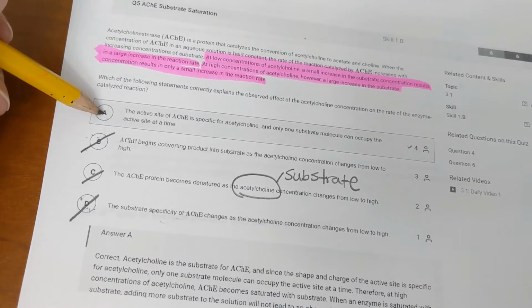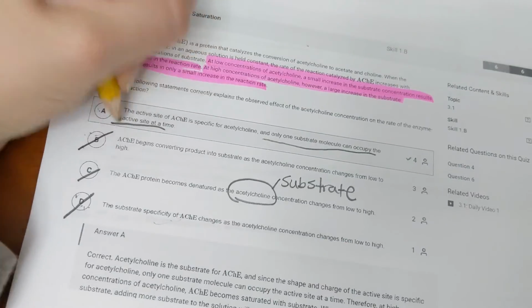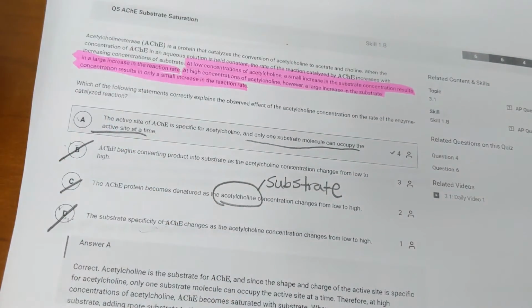The active site is specific for acetylcholine. And only, this is the part that makes it true, only one substrate molecule can occupy the active site at a time. So when there's already an acetylcholine molecule in an enzyme, it can't move any faster. So at high substrate concentration, all of your enzymes are working. There are no unoccupied enzymes. So adding additional substrate won't help.